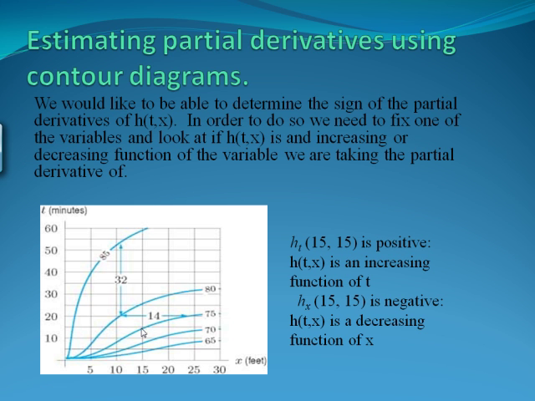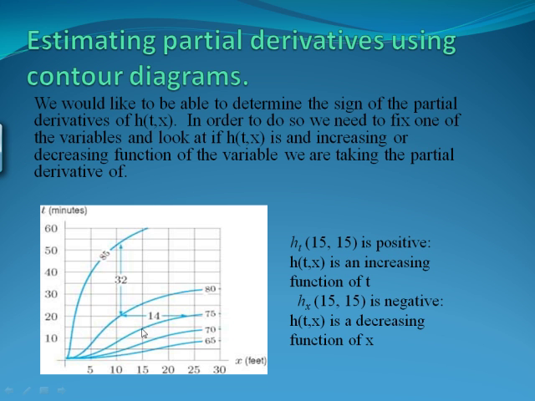We want to look at whether the function is increasing or decreasing with respect to t first. Okay, so we want to know, is this function increasing or decreasing with respect to t? So what we do is we have a fixed value, and now we're going to move up t to see if it's an increasing or decreasing function. So we're on the 75 contour. As we move up, we hit the 80 contour, and then the 85 contour. So our function h is an increasing function of t. So that tells us that the partial derivative will be positive. Okay, because if we're increasing, it's positive.